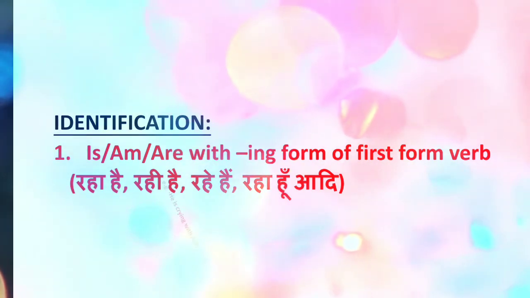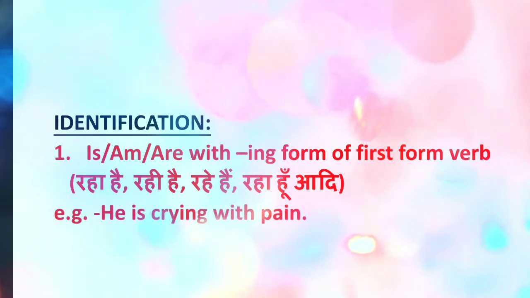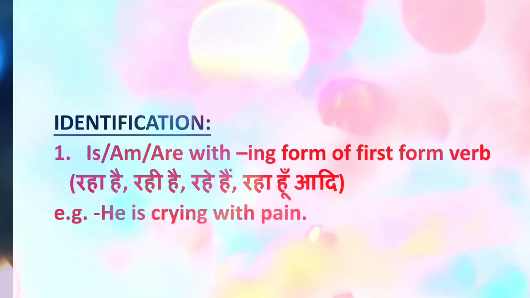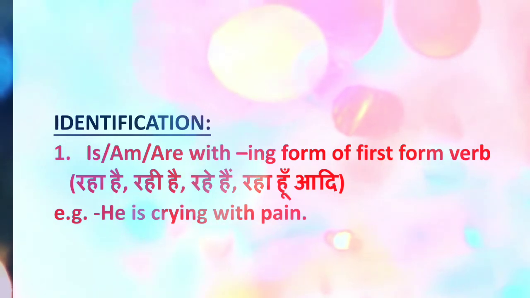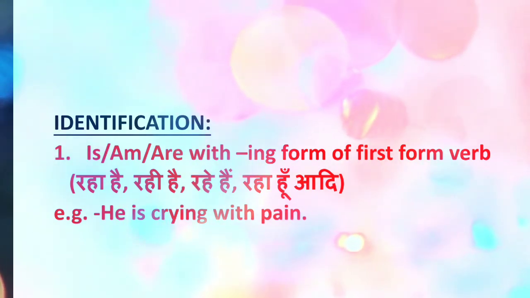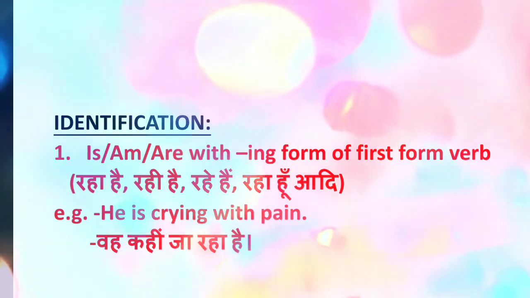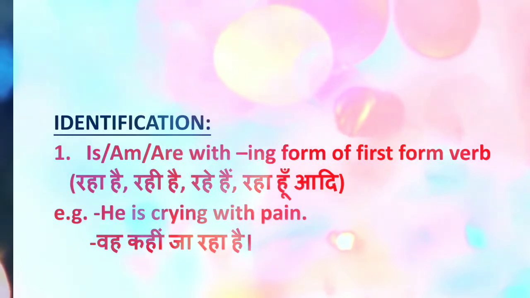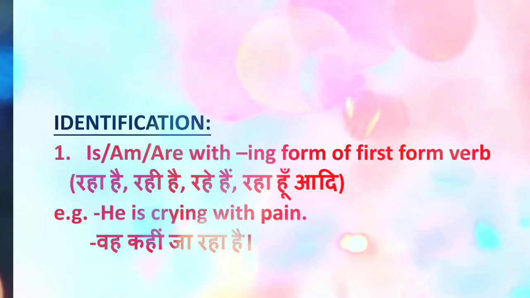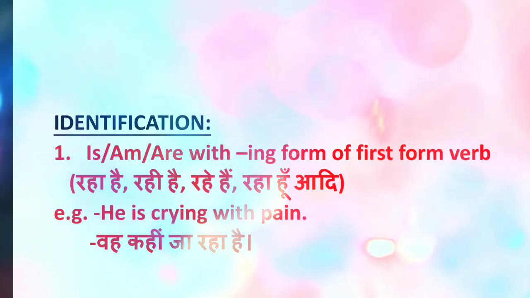See the example on your screen. He is crying with pain. Here you can see is, the helping verb, is used, and crying is the ing form of the verb cry. The Hindi sentence is वह कहीं जा रहा है. So रहा है is the terminating word of the verb जा. That's why it is present continuous tense.